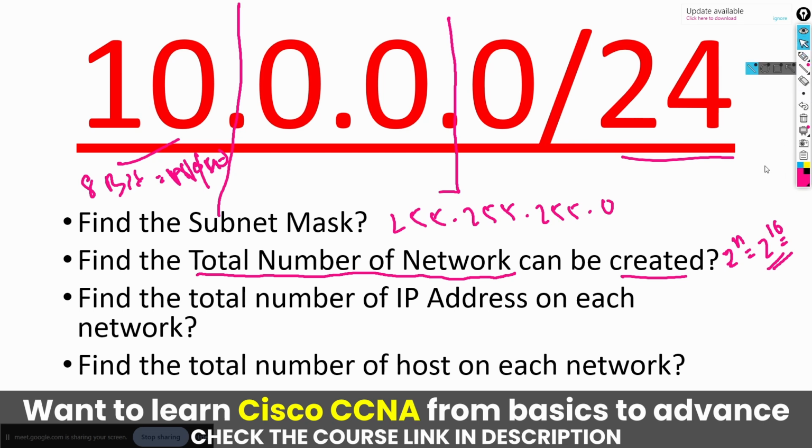Next is, find the total number of IP addresses on each network. Now it's the remaining host bits, so 2 to the power of 8, which is equal to 256. And the last step is minus 2. So the total number of hosts is 254, meaning 256 minus 2 is equal to 254. On each network, you will get 254 host addresses. Simple.